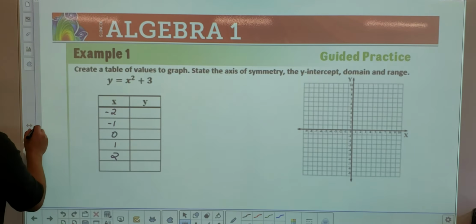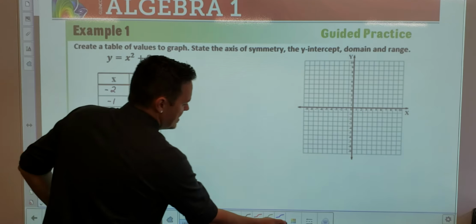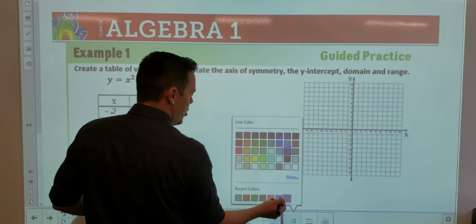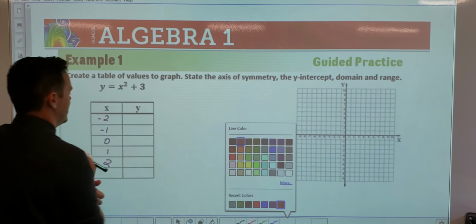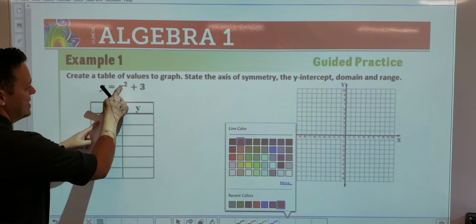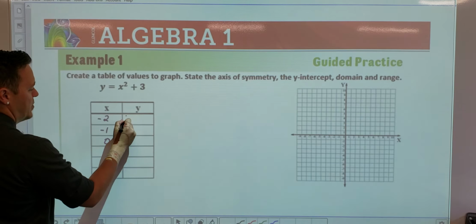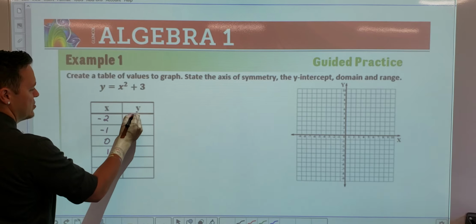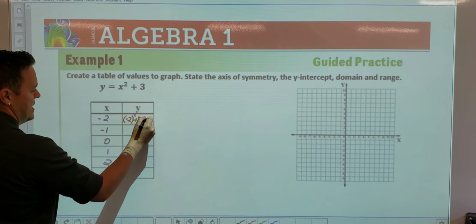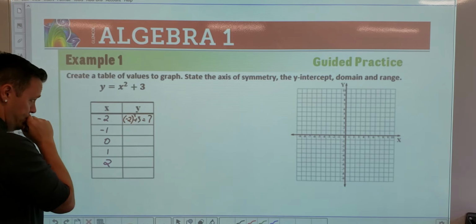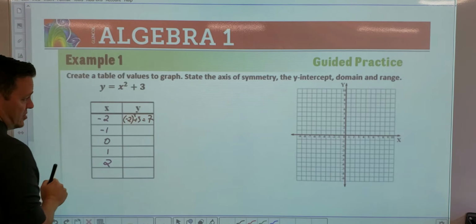All right, so these table values, make sure as you fill these in. Hopefully you did this on your own and figured this out. It's not that hard, it's just good practice, right? So -2 squared would be +4. You would put a little bracket here: -2 squared plus 3 is 7. I'll do that just so you can see it.